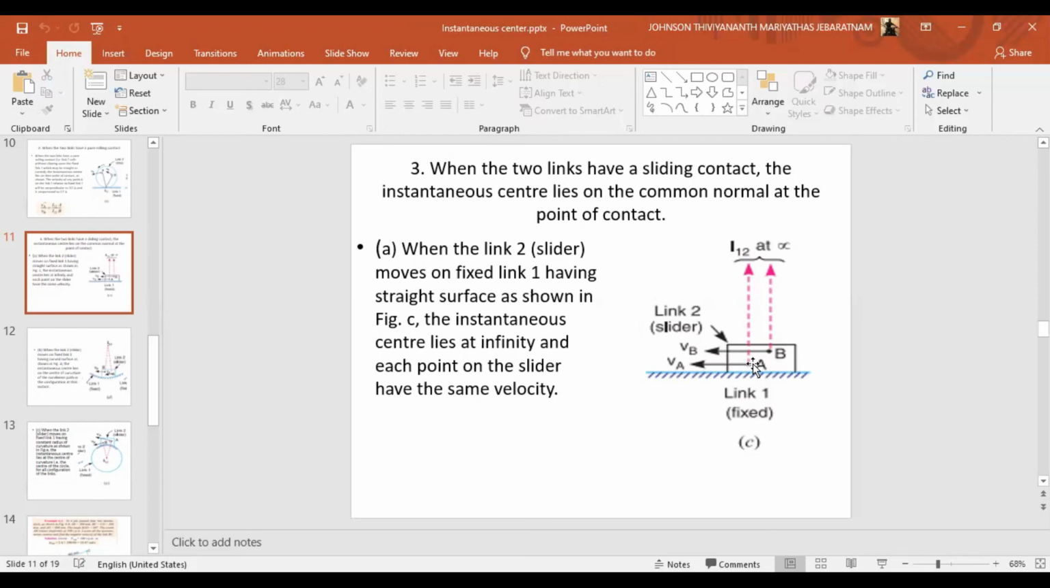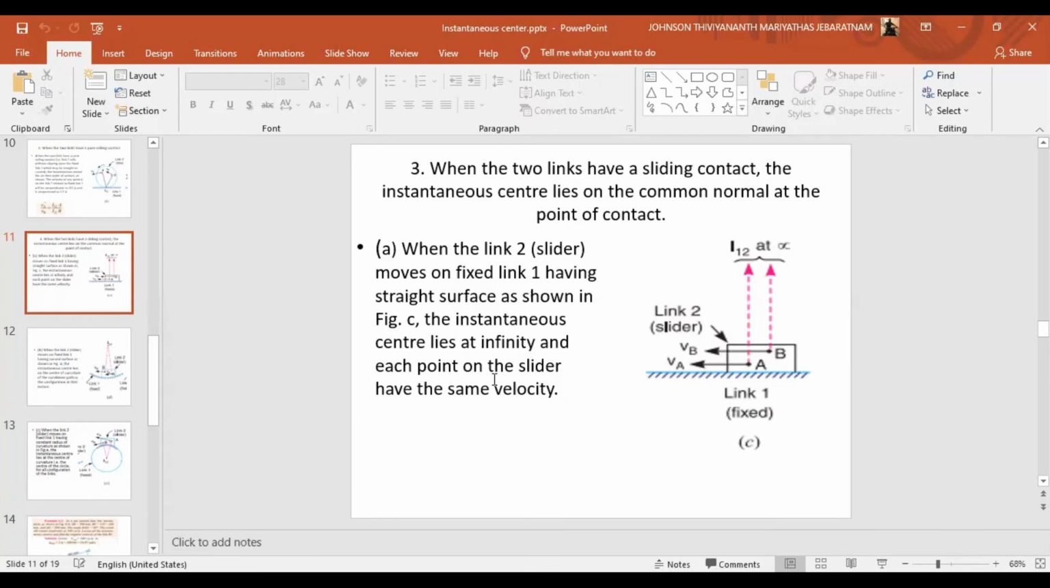So if I have a point A here, another point B here, this is the fixed link, link 1. This is the fixed link. And this slider is the link 2 which can move on this link 1. The instantaneous center between this link 1 and link 2 will be normal to this and will meet at infinity. So I12 is at infinity.